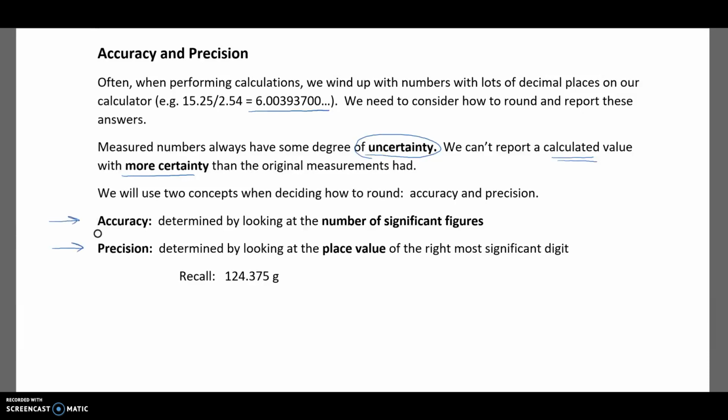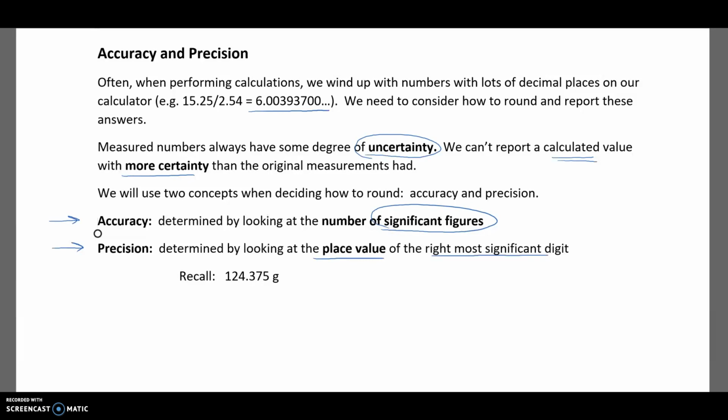accuracy and precision. When we talk about the accuracy of a number, we're talking about how many significant figures it has. The more significant figures, the more accurate the measured number. When we look at precision, we're looking at the place value of the rightmost significant digit. Sometimes we talk about this in terms of how many decimal places the value has.